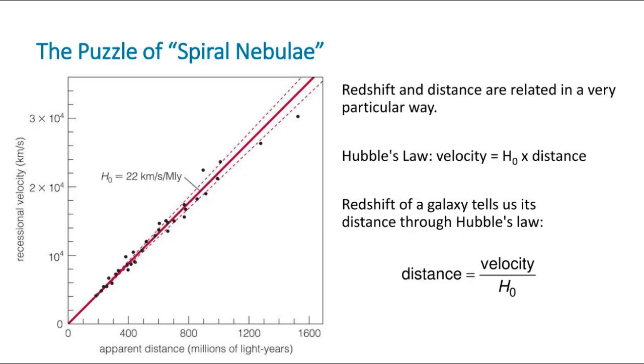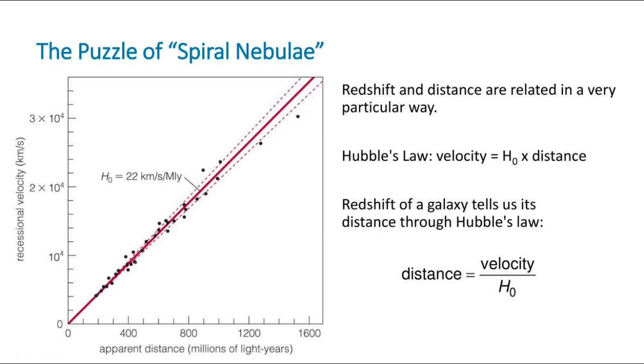So he made this graph, and the slope of this graph is called the Hubble constant, and the variable for that is H sub 0, and this tells you the velocity that something is moving away from an observer in space given its distance. So velocity in kilometers per second, and here the distance is in millions of light years. You'll also see different units for this constant as well.